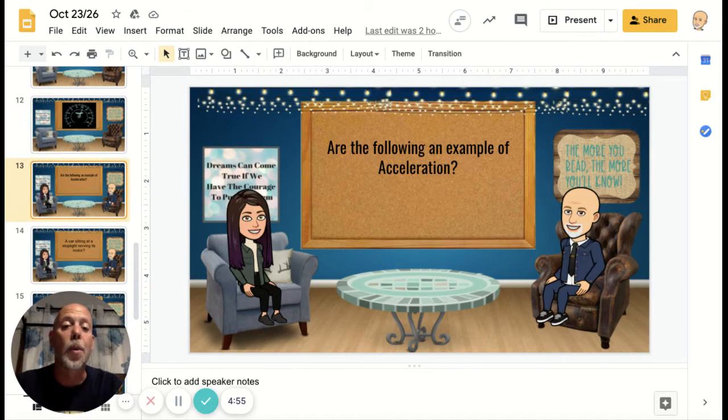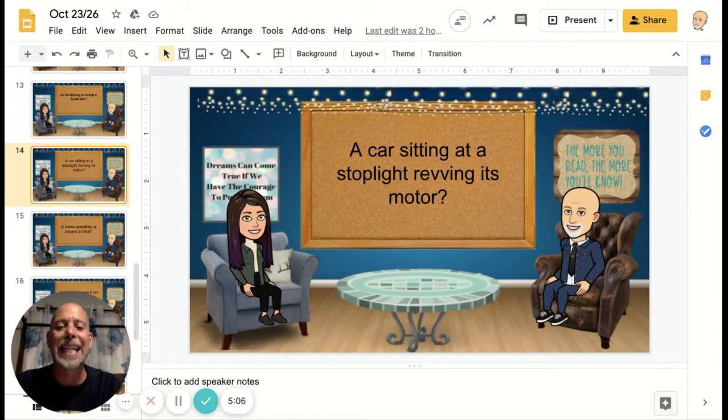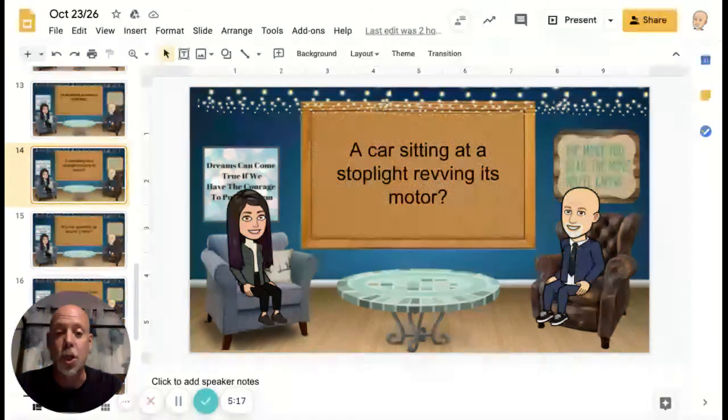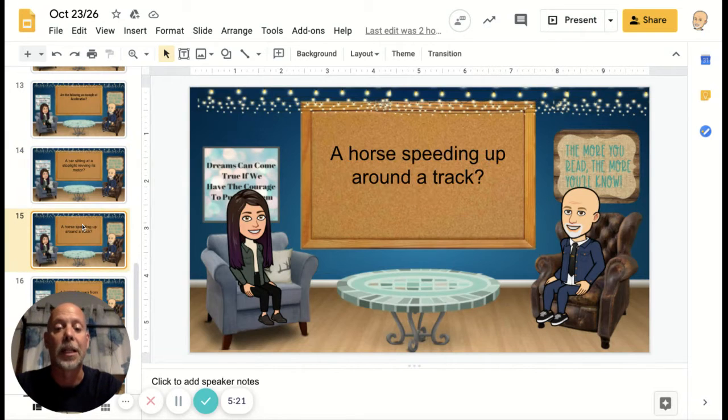So here are some more examples of acceleration, okay? You're going to tell me true or false if these are examples of acceleration. A car sitting at a stoplight revving its motor. That's acceleration. True or false? If you said false, you are correct because it's not moving. It's just sitting there revving its motor.